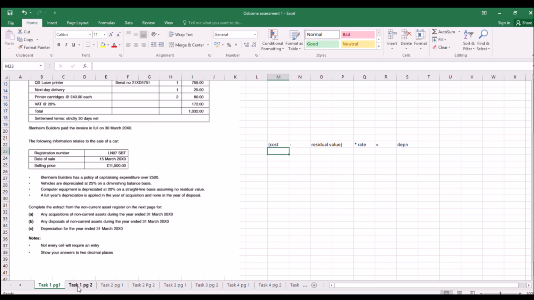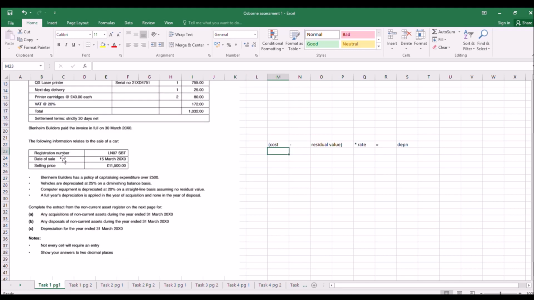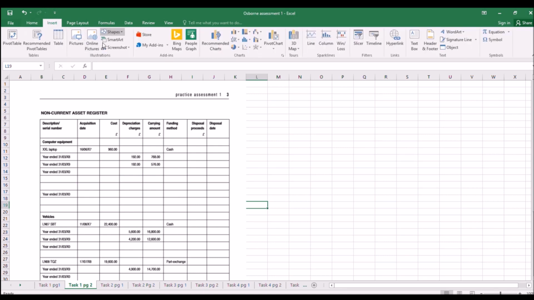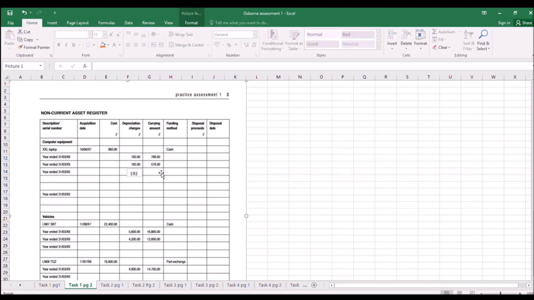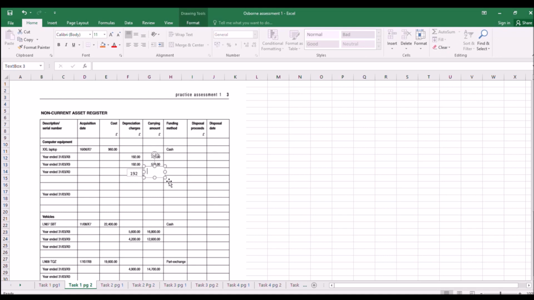Right. Let's go over the page then. And here's our fixed asset register. So we've got our computer equipment, and we sold the car, didn't we? So let's now introduce some shapes in here. We have nothing here in terms of disposal, as this equipment wasn't disposed of. It continues, so we're going to have a depreciation charge of 192 in there, and we're going to have our carrying value going forward. Get the calculator out. That's going to be 384. Okay, so that's the first bit.